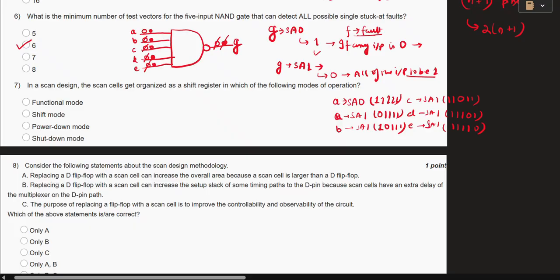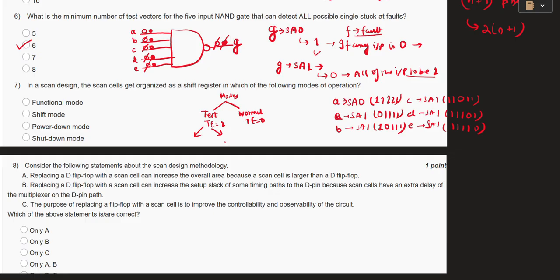In the scan design, the scan cells get organized as a shift register in which of the following modes? So let's give a quick recap of what sir told us in the lecture on the scan method. There are two modes present: the normal mode and the test mode. In normal mode, the test enable value will be 0. And in test mode, the test enable value will be on.